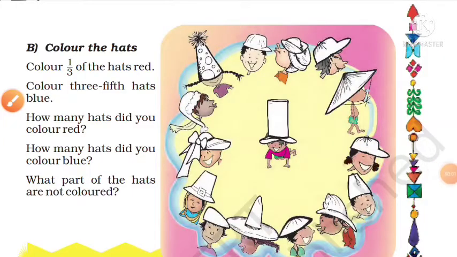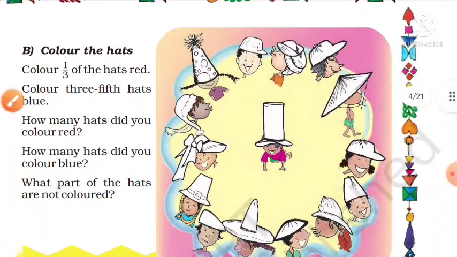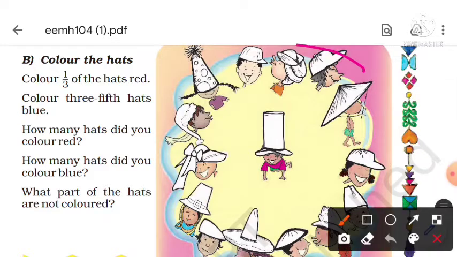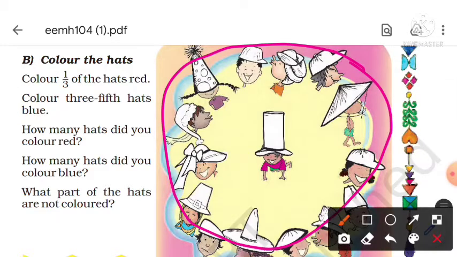Now next, we have to color the hats, as you can see in this figure. You have the hats here, and we have to color all the hats. All the statements are given: color 1/3 of the hats red, color 3/5 of the hats blue. Then the questions: how many hats did you color red, how many hats did you color blue, what part of the hats are not colored? We have to find out one by one.